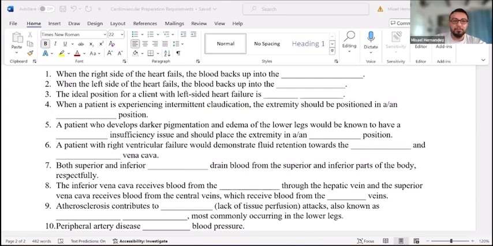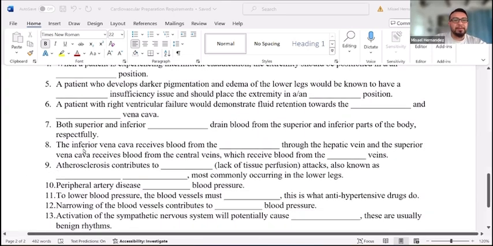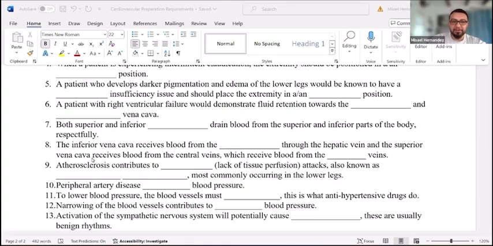Number eight, the inferior vena cava receives blood from the blank through the hepatic vein and superior vena cava. And the superior vena cava receives blood from the central veins, which receive blood from the blank veins. Number nine, atherosclerosis contributes to blank, which is defined by lack of perfusion to the tissue, also known as blank blank, most commonly occurring in the legs.